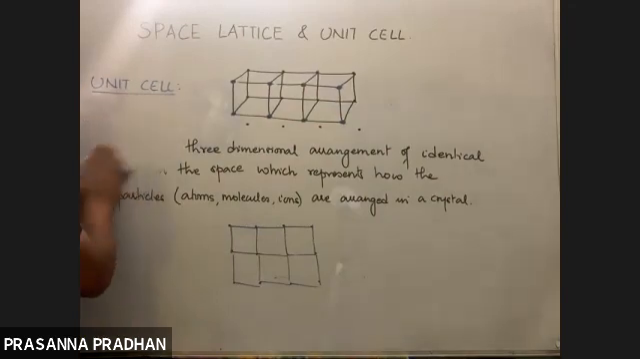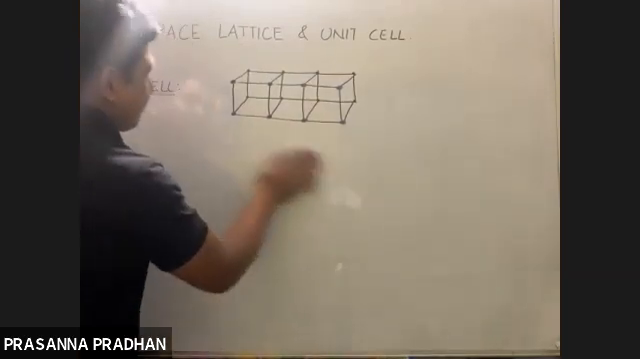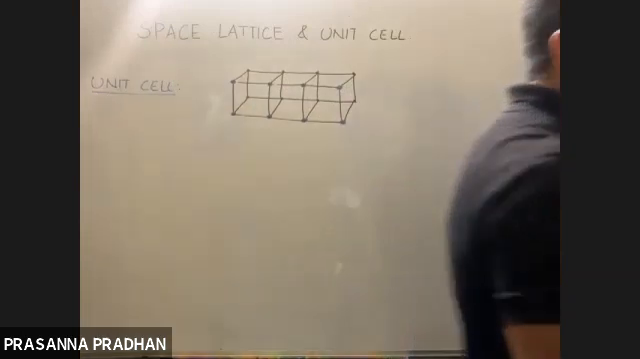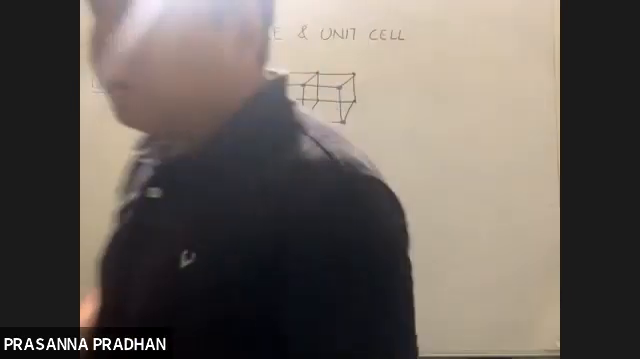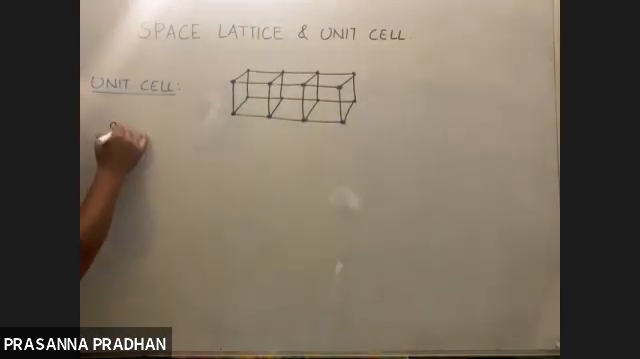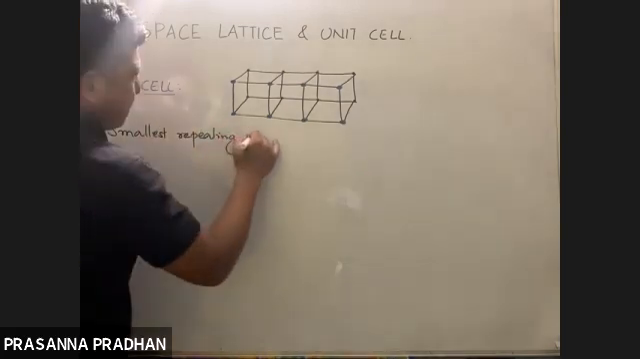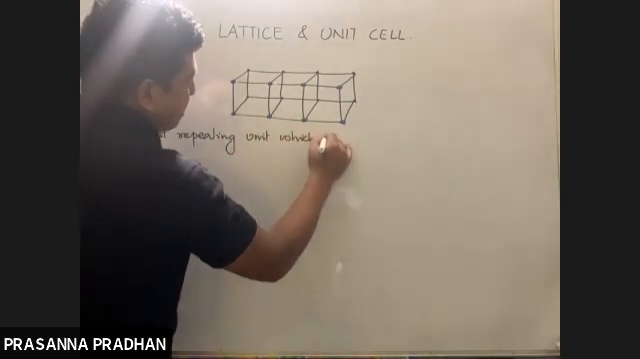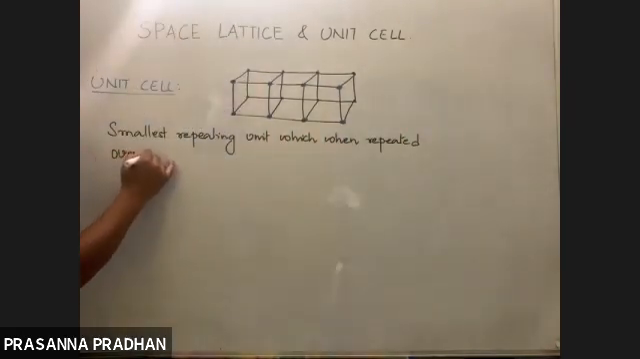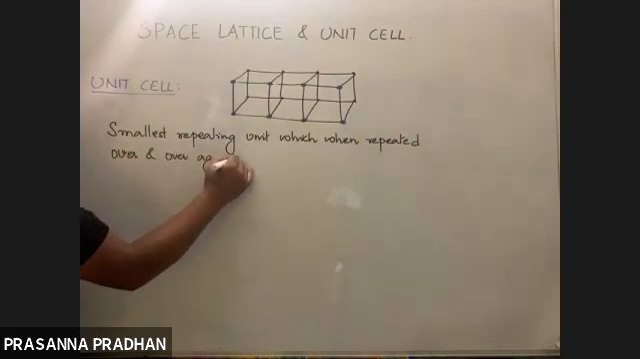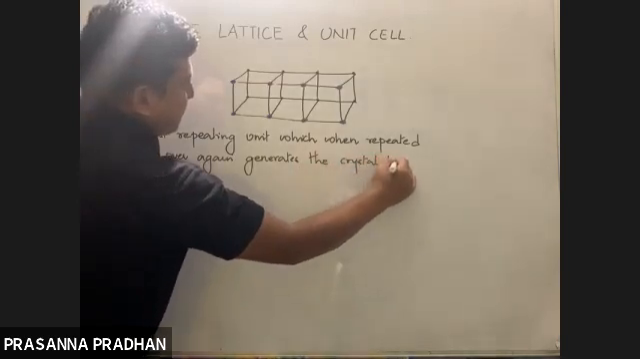Okay. So how do we get a unit cell? First of all, after joining all the lattice points, we get the smallest repeating unit. After we join all the lattice points in space, we see a pattern which gets repeated over and over again. That smallest repeating unit is known as a unit cell. So a unit cell is defined as the smallest repeating unit, which when repeated over and over again generates the crystal, the entire crystal lattice.